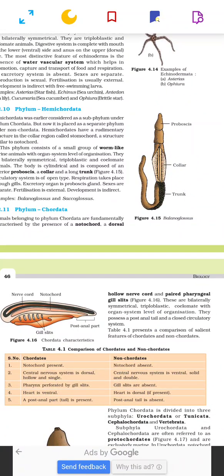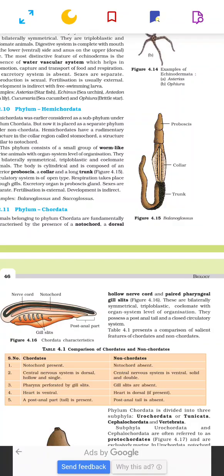nerve cord, and a paired pharyngeal gill slit. These are bilaterally symmetrical, triploblastic, coelomate with organ system level of organization. They possess a post-anal tail and a closed circulatory system. Table 4.1 represents a comparison of salient features of chordates and non-chordates. In Table 4.1, comparison of the chordates and the non-chordates.